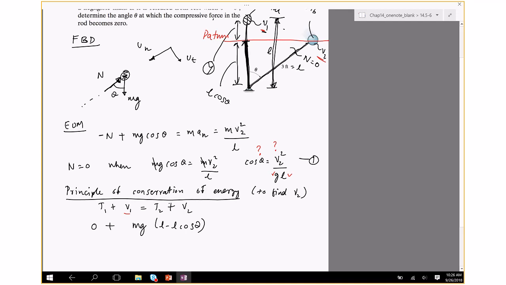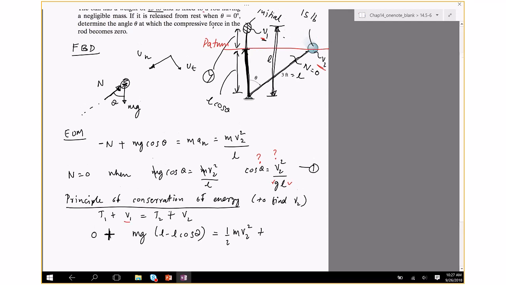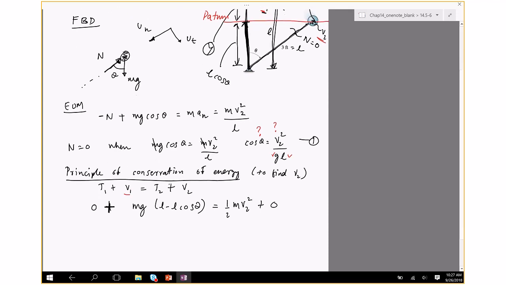Since the bob is above the datum, the potential is positive. So the positive sign stays. This equals the final kinetic energy, which is half mv2 squared, plus the potential at 2, which is 0 because the datum is at 2. Okay, so we can solve for v2. Let me solve for v2 squared. It's 2gl(1 minus cosine theta).